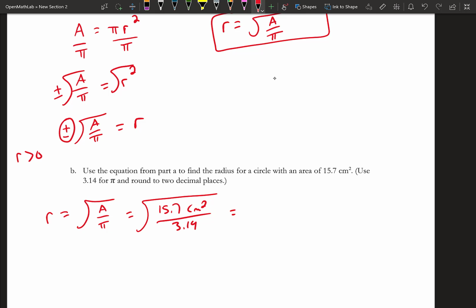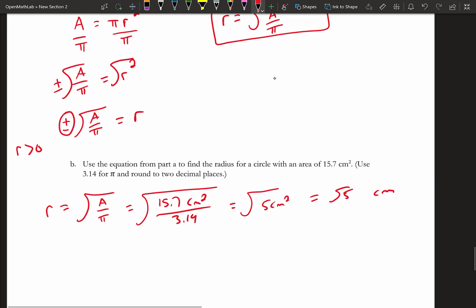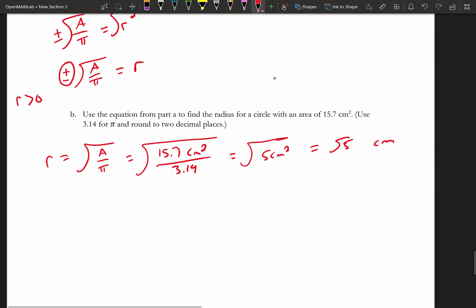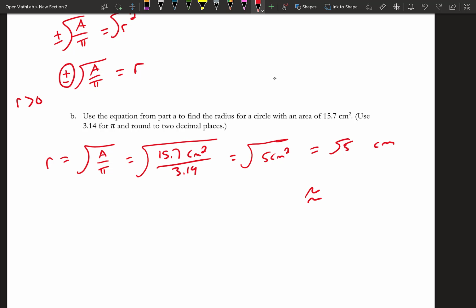So if I simplify this, this ends up becoming the square root of 5 centimeters squared, which equals radical 5 centimeters, which is approximately, if we just rounded 2 decimal spots, 2.24 centimeters, right? So as we were asked.